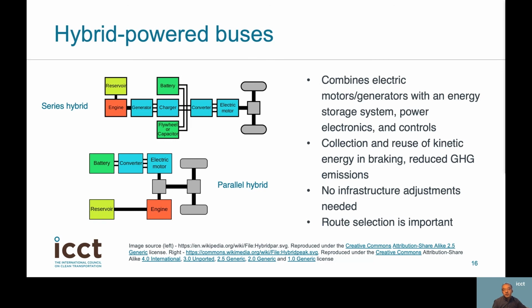Fuel consumption performance is highly dependent on route selection, ranging from 5% to 25% fuel consumption improvements. There's better performance in urban driving and stop-and-go traffic, which increases battery recharging events. Pollutant emissions would depend on the emission standard level of the engine, and hybrid buses would require the same quality of fuels as conventional combustion engine buses. In general, hybrid buses show lower NOx and PM emissions than conventional diesel buses.